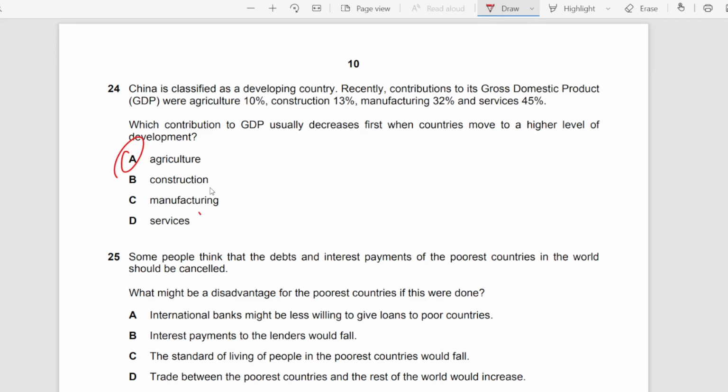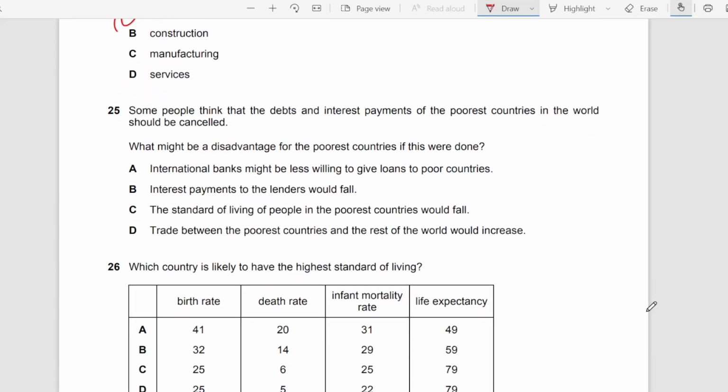Construction will lead to more development. Manufacturing and services, all of these will actually lead to development. But services would be the case when countries are highly developed. And China, although we call it a developing country, is perhaps going to become a developed country very soon, considering the pace of its rise and the pace of its development, which is surprisingly fast.